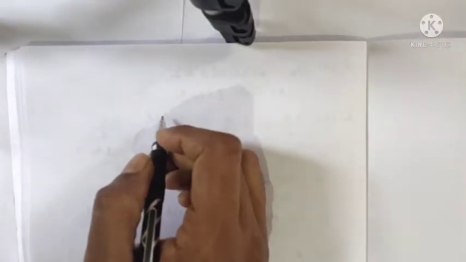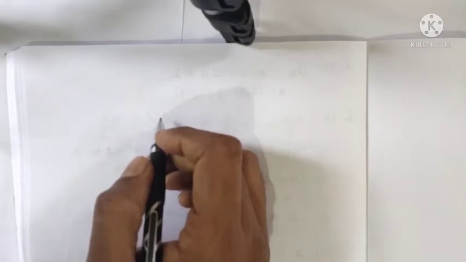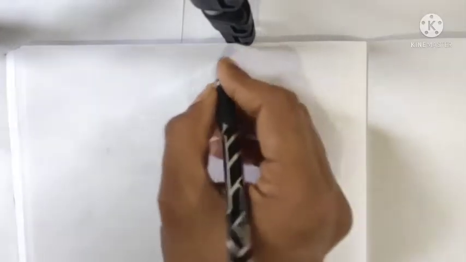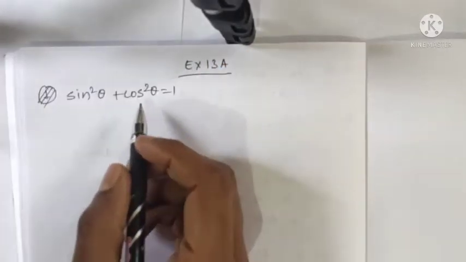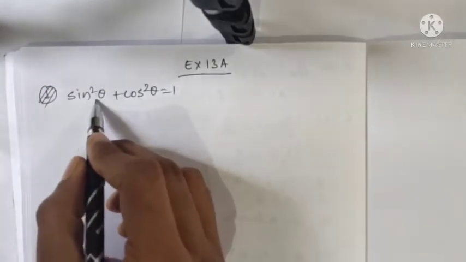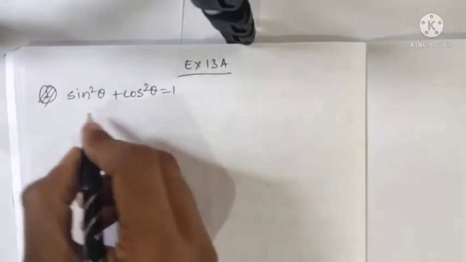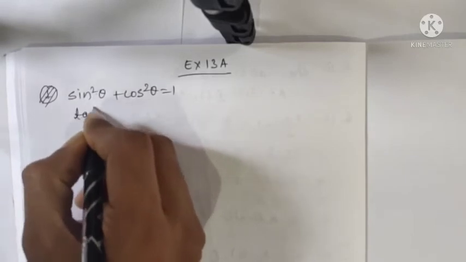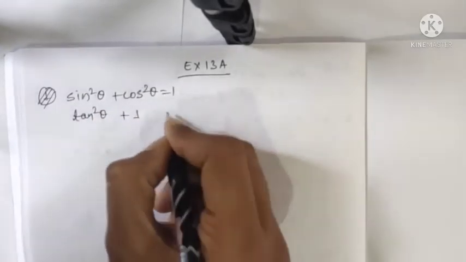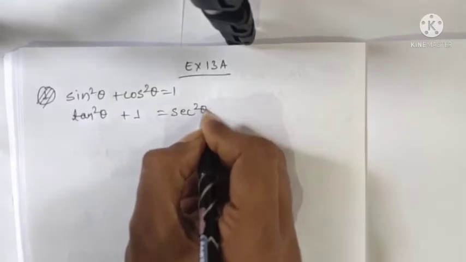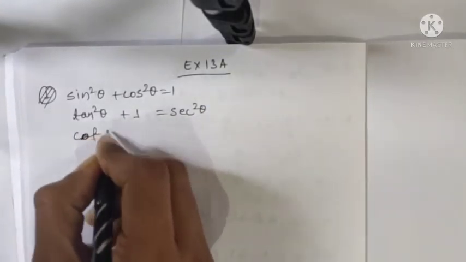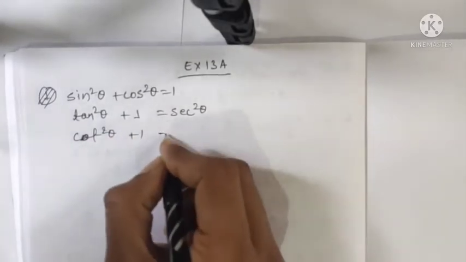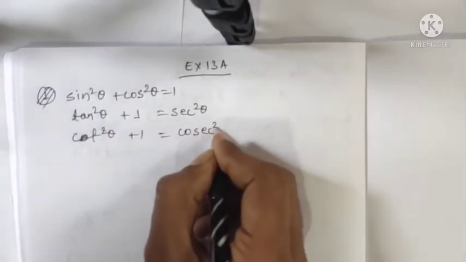In this particular video we are going to continue the series of trigonometry, and today we are going to study exercise 13a of R.S. Agarwal. First we will revise our formulae, that is sin square theta plus cos square theta is equal to 1, tan square theta plus 1 is equal to sec square theta, and cot square theta plus 1 is equal to cosec square theta.